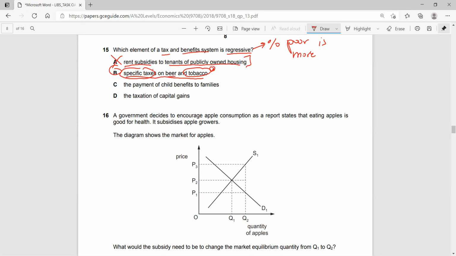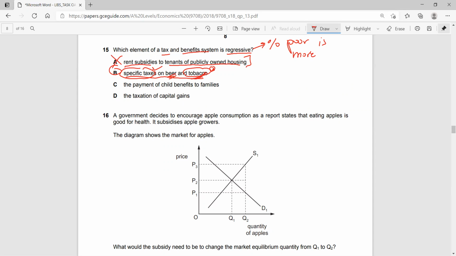I mean, sure, probably beer and tobacco aren't the most important things and are demerit goods. And the question isn't asking whether the specific tax is good or bad. It's just asking whether it's regressive. And the truth is, it is regressive for people who aren't as well off, who do purchase these goods.